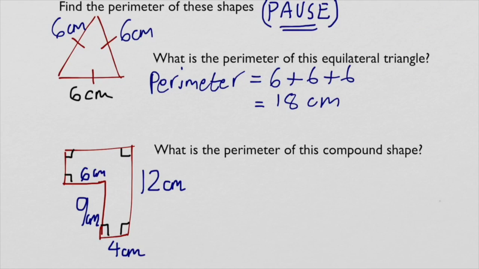Okay, so that was fairly straightforward. Let's have a look at the second one. There are a few missing lengths that we're going to have to work out. So I know if this one here is 12 centimeters, then all the way down here is also going to be 12 centimeters. So I could even make a little extension of my shape.